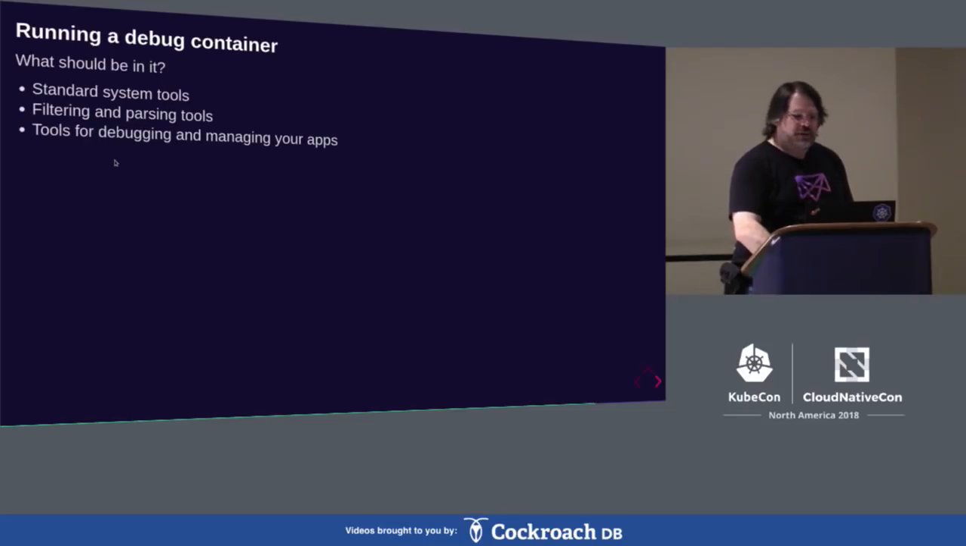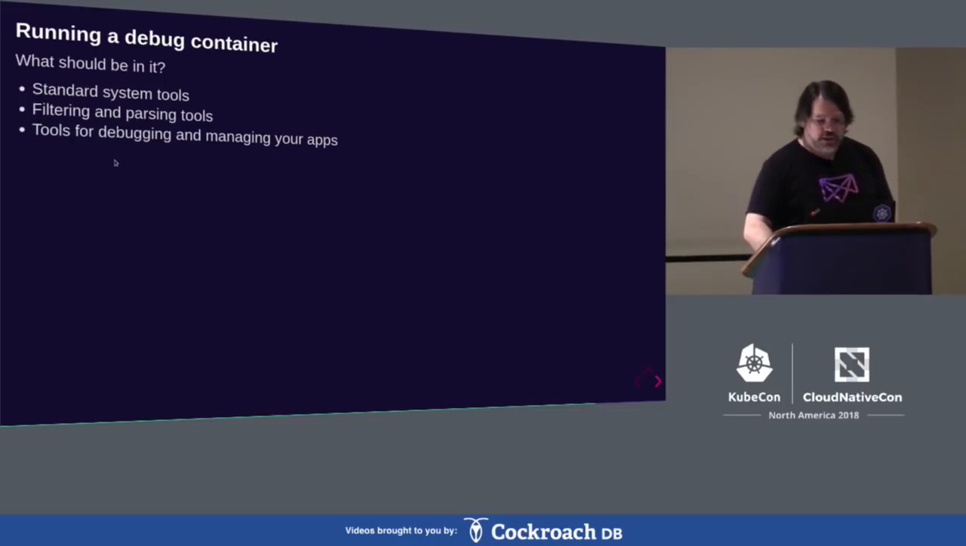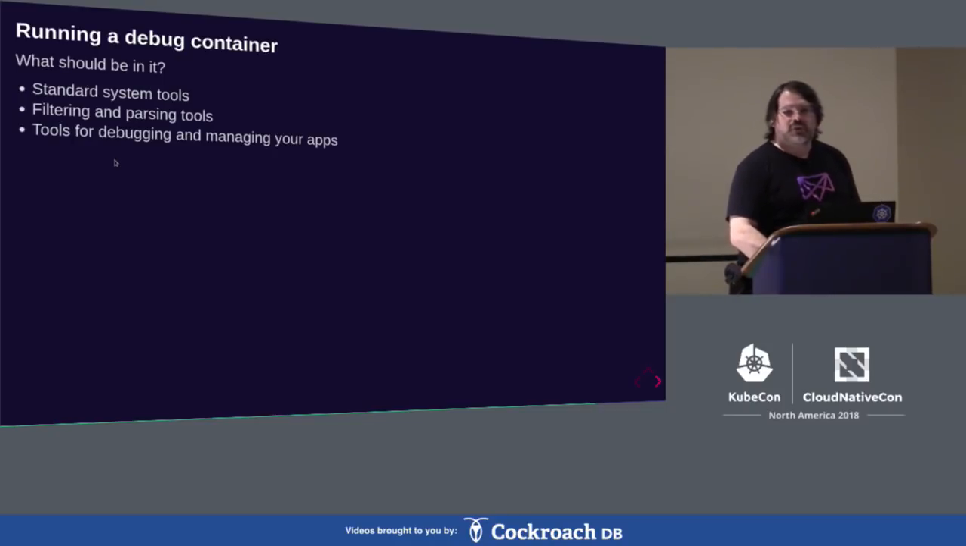What should be in your debug container? All your standard system tools that you need to debug your host. That includes potentially things like weird networking gear, weird storage gear, whatever it is. Filtering and parsing tools, we already saw jq. Anything else that you feel comfortable with, throw Perl in there if you like Perl. It's been a while since I did any of it myself, but yeah, throw it in there. Any tools specific to your apps. If you're running production apps, I hope you have debugging tools and management tools for them. Throw them in your containers, because at some point you're going to need them.